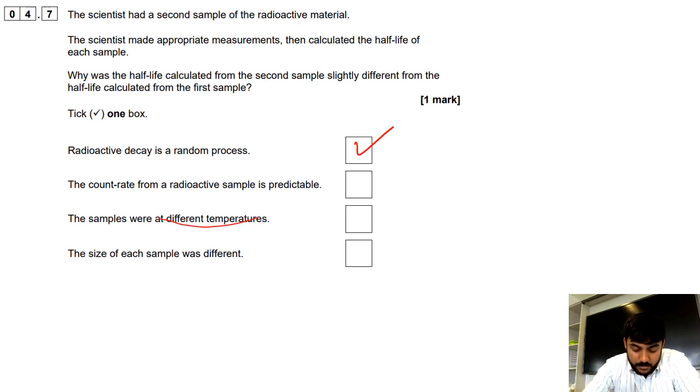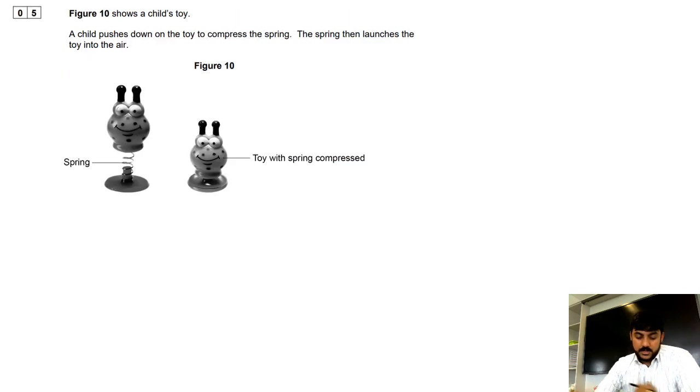The count rate from the radioactive sample is predictable. No, it isn't. It's random, so it's unpredictable. The samples that are at different temperatures shouldn't affect it because it's happening inside the nucleus, which isn't affected by the temperature. The size of each sample is different. Still shouldn't affect it because if it goes from 1000 to 500 or 500 to 250, it's still the same half-life, isn't it? Oops. Next.